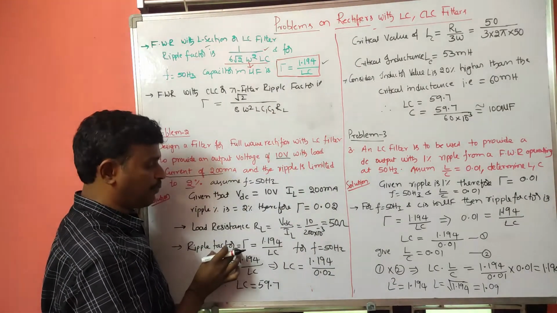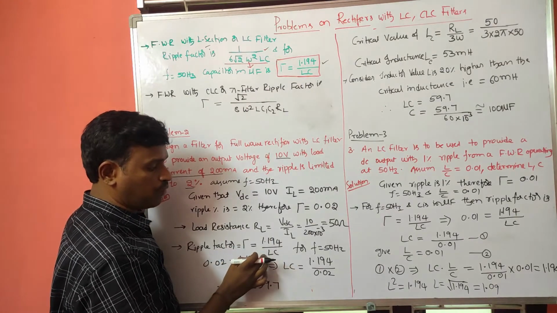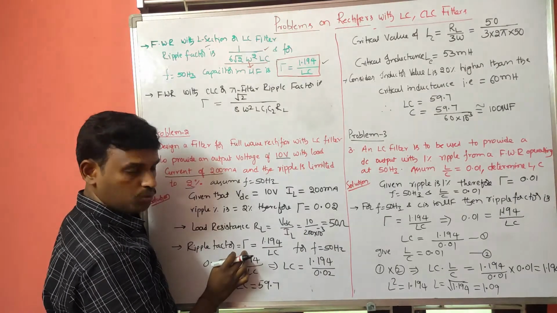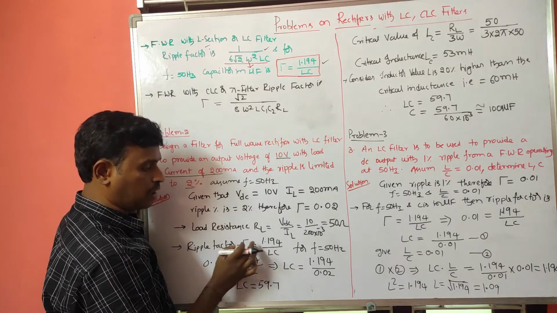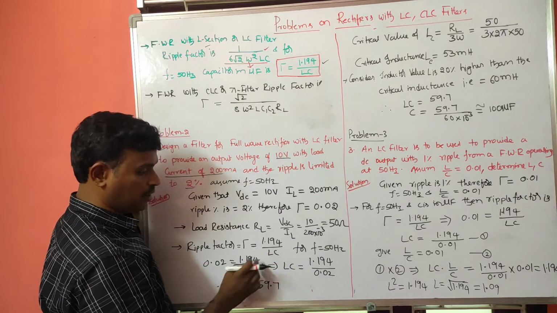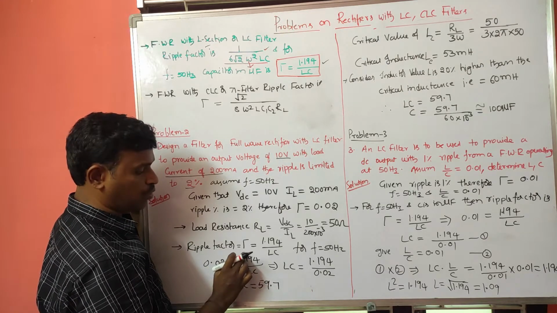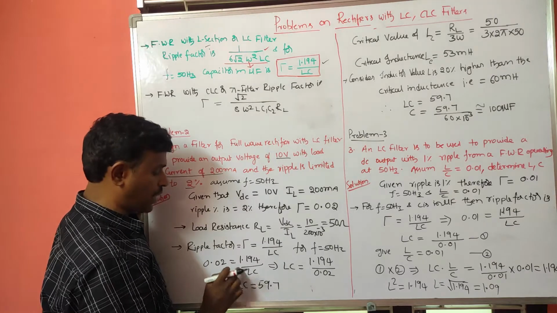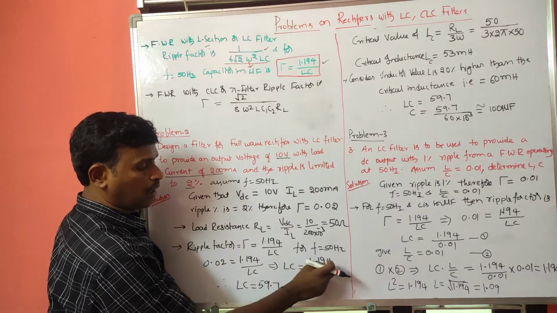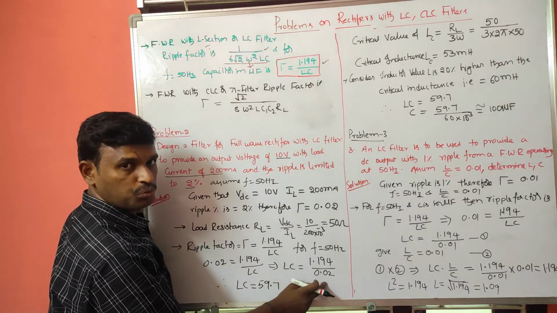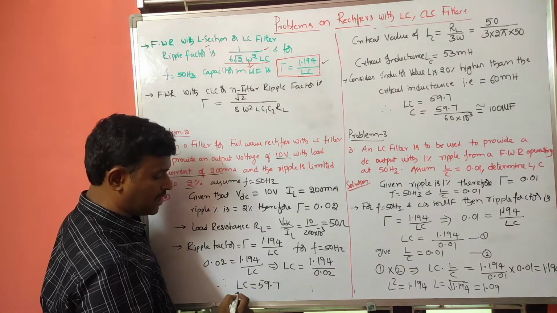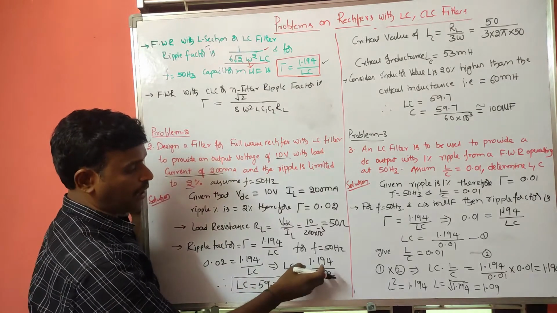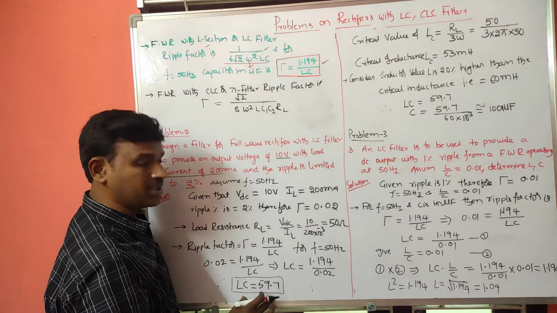Here we have the ripple factor as 1.194 by LC, but the ripple factor is given as 0.02. So if we cross multiply, 0.02 is equal to 1.194 by LC. Now we require LC, so LC is equal to 1.194 by 0.02, right? So LC we got is 59.7.